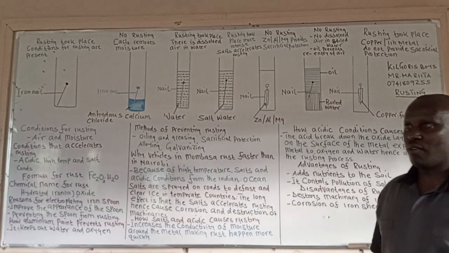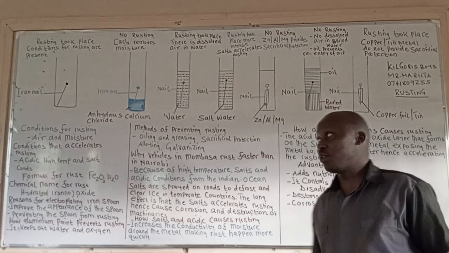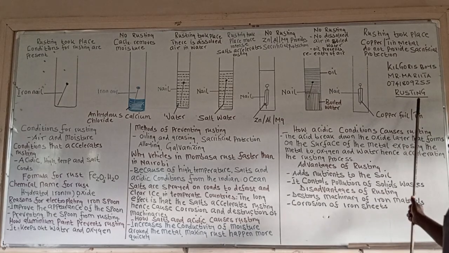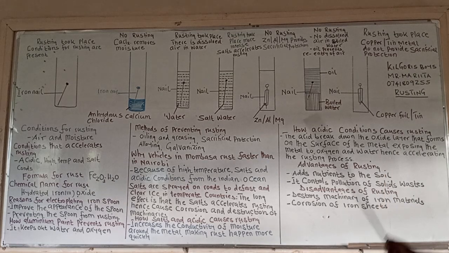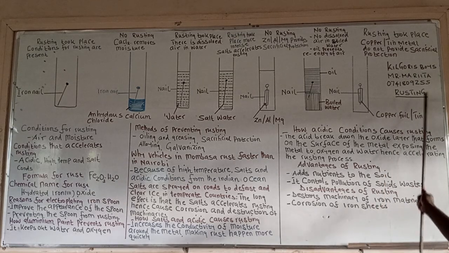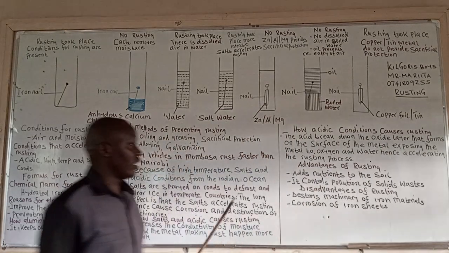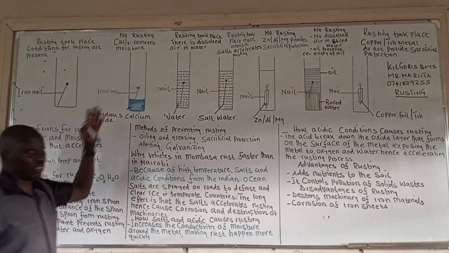Today we are looking at Form 1 work, a very important topic which is normally set in KCSE, and that one is air and combustion. We want to look at rusting. In this question of rusting, normally there are diagrams which are being drawn.